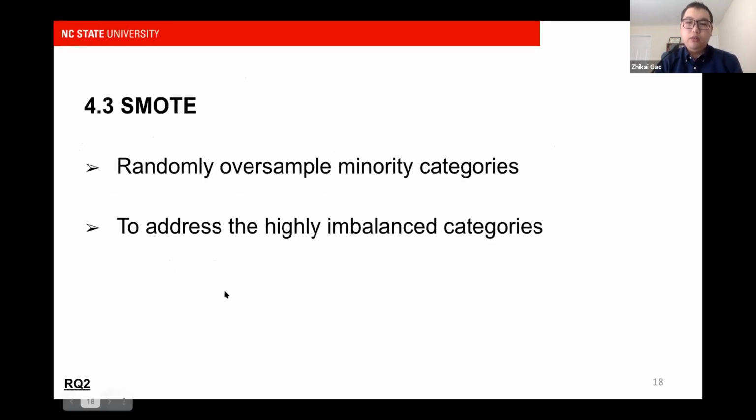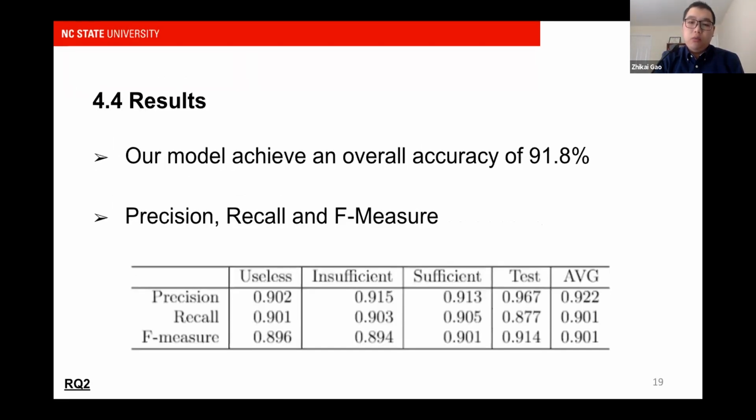Before we start training, there's still one more problem. As shown in the result of research question 1, the categories are highly imbalanced. Therefore, we applied a small technique to our training data set, which is randomly oversampling the minority category until they all reach the same amount as the major category. And the result is our model reaches an accuracy of 91.8, which is pretty good, and the precision, recall, and F-measure of each category suggest that the performance of our model is quite balanced.